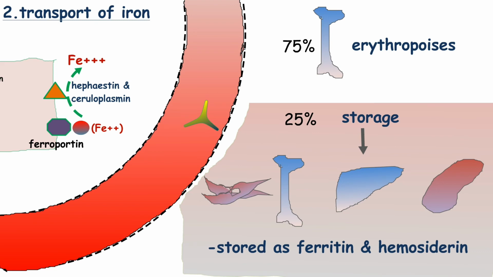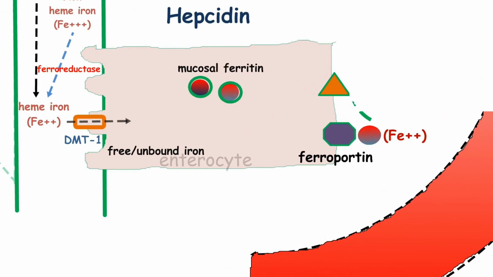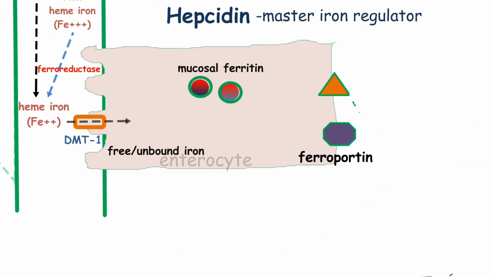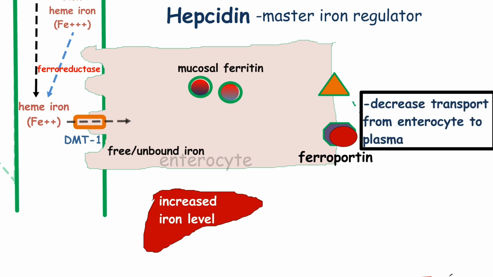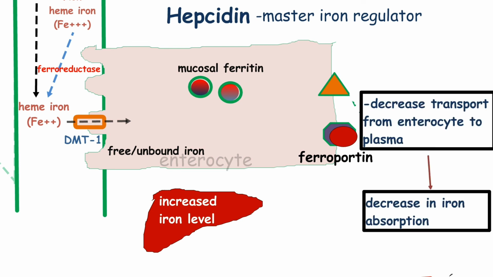Let's talk about hepcidin. Hepcidin is a master iron regulator synthesized by the liver in response to increase in intrahepatic iron level. It acts on ferroportin in the basolateral membrane of the enterocyte and decreases transport of iron from enterocyte to plasma, causing a decrease in plasma iron level. So when iron stores are reduced, synthesis of hepcidin is inhibited.